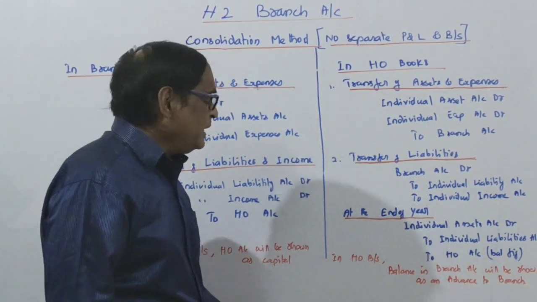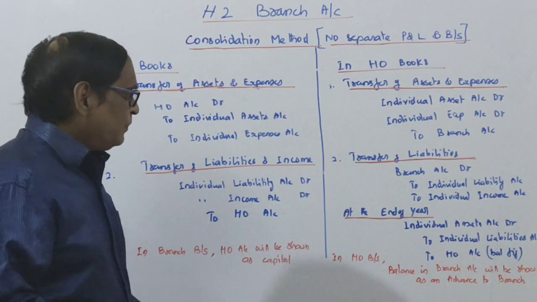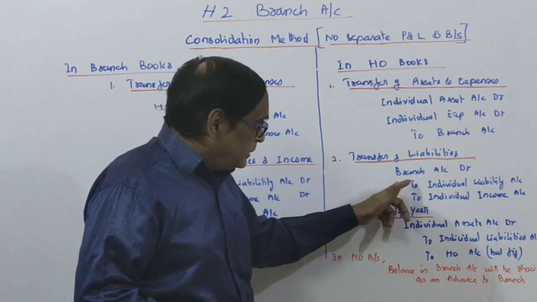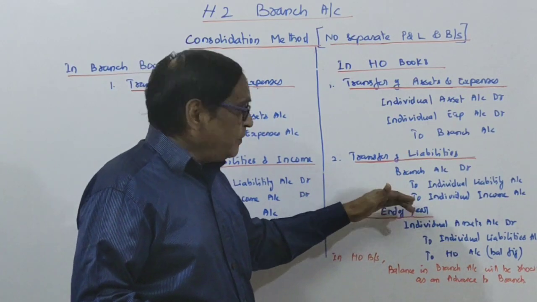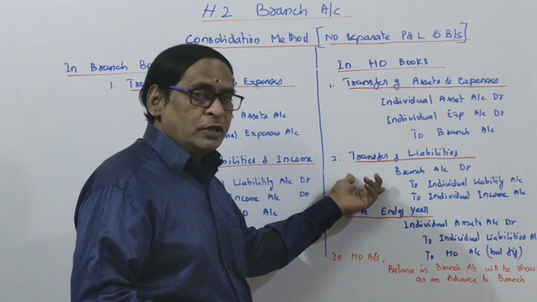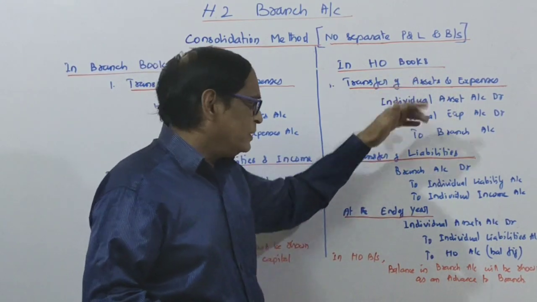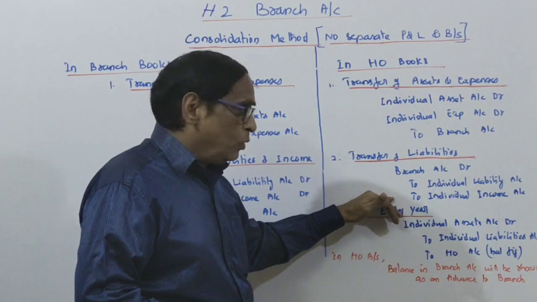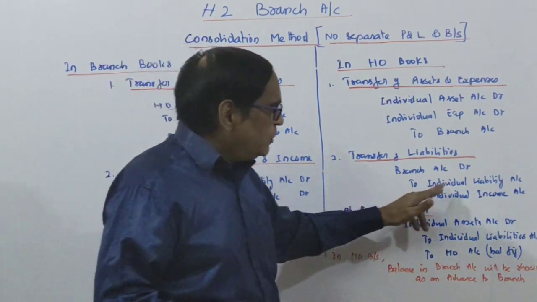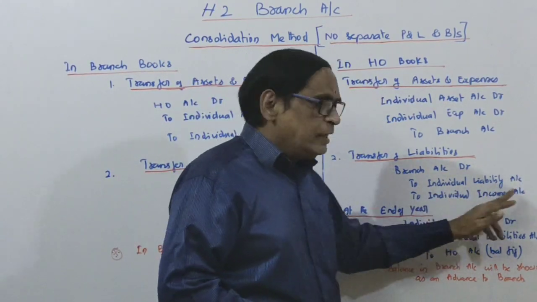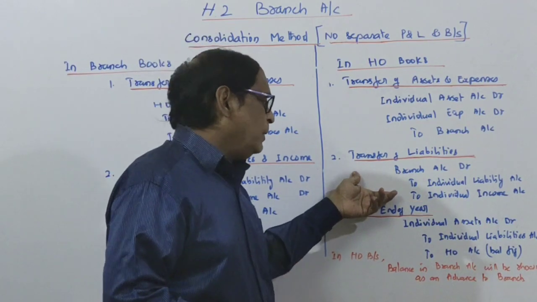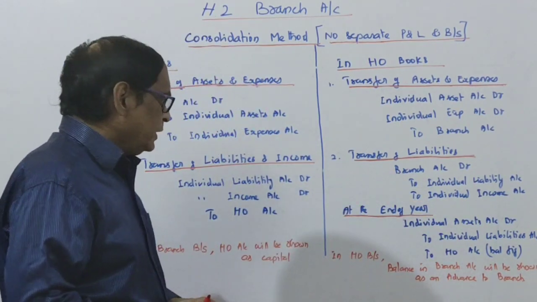And then the second entry, transfer of liability. Now these are the liabilities of head office, because we are transferring the liability from branch to head office. We are making entries in the books of head office, so it is our liability now. So branch should be debited and the liability should be credited. Individual liability should be credited, individual income should be credited. So the journal entry will be branch account debit to individual liability and individual income.